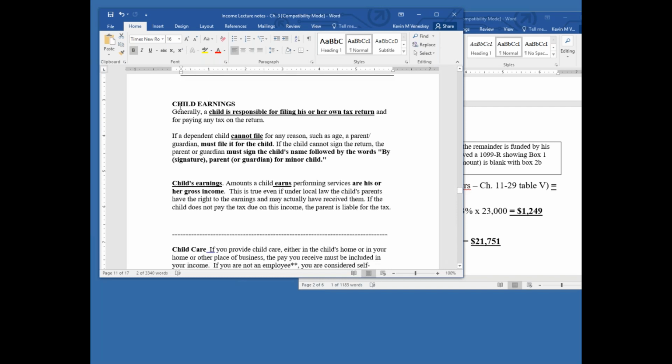When you have kid earnings, kid type income, the general rule is the kid needs to have their own tax return. Now you will probably prepare it and need to sign it, but the kid should have their own tax return, especially if they have earned income. The parent cannot take on the kid's earned income. And a lot of times it's better for the kid to have their own return.